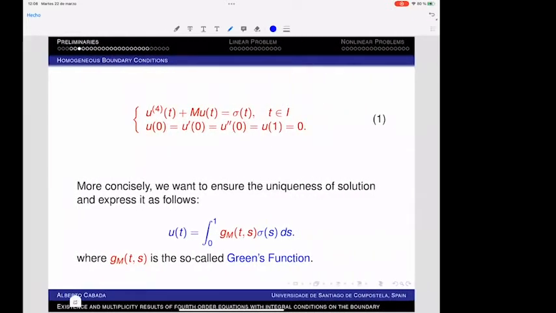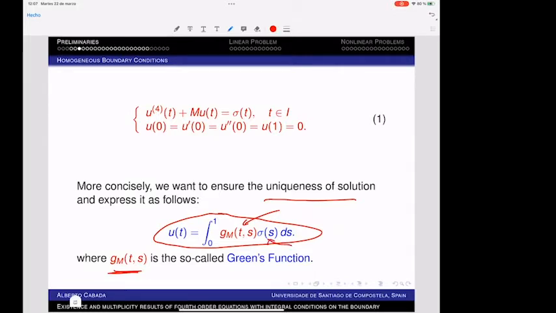And more consistently, we want to ensure the uniqueness of the solution, right? And show such a solution in this way, where the kernel G is the Green function. This is what we know as the Green function. Of course, once we know the Green function, what we must do is integrate it times sigma.